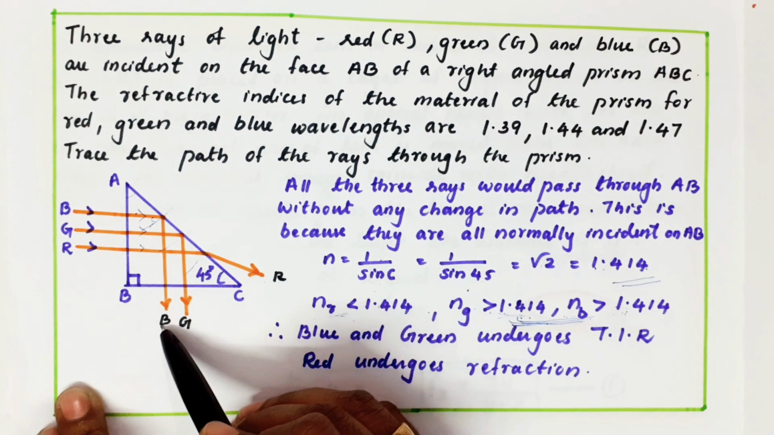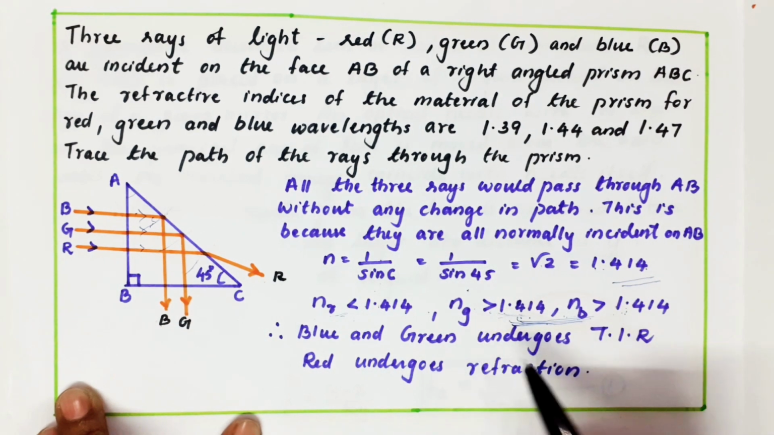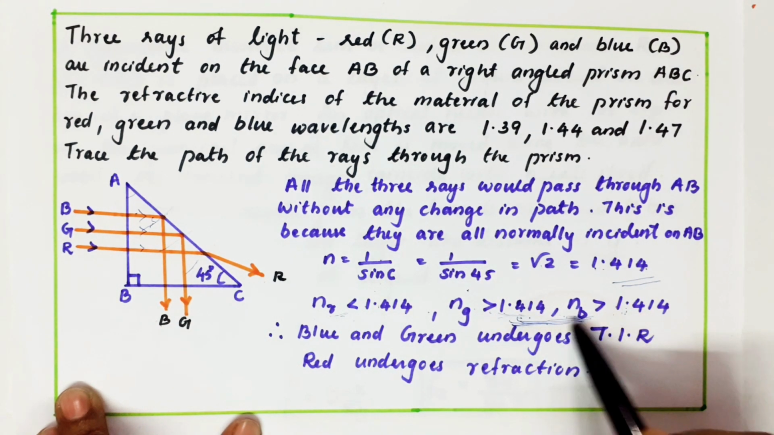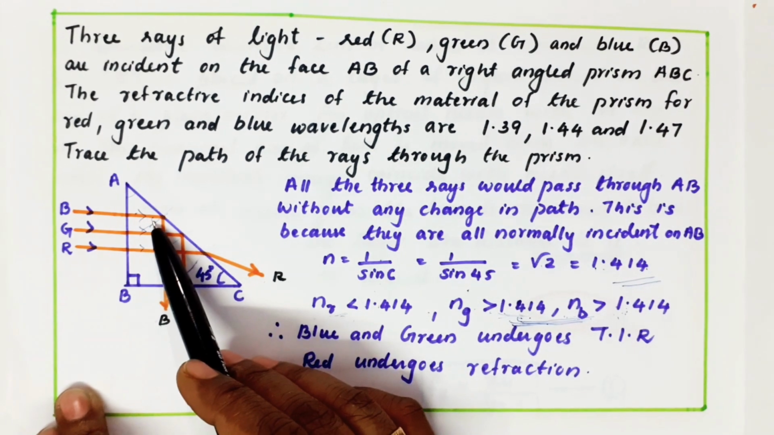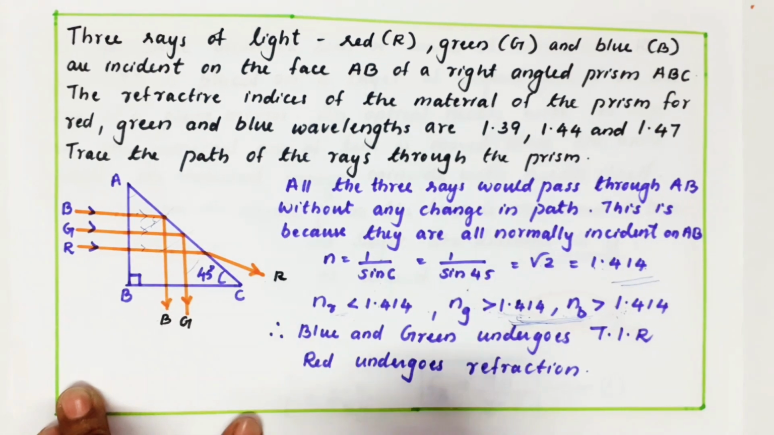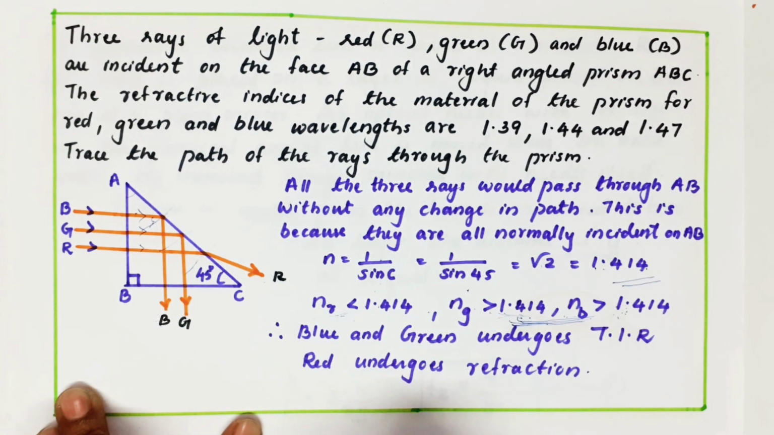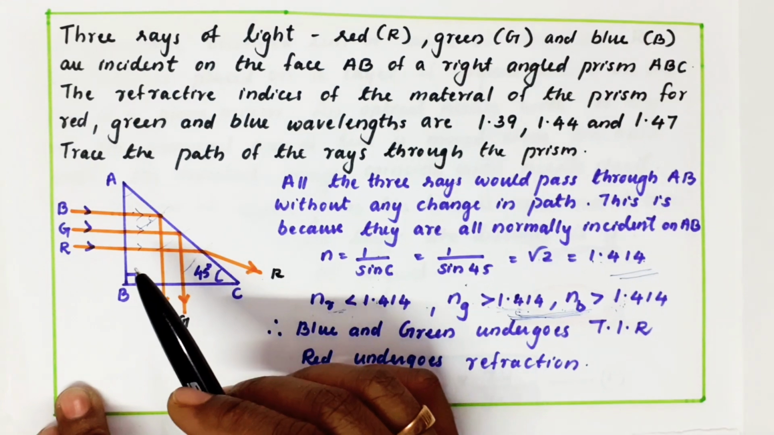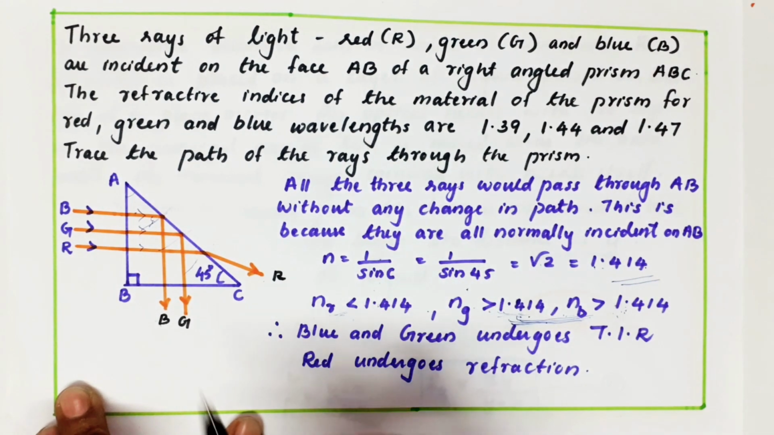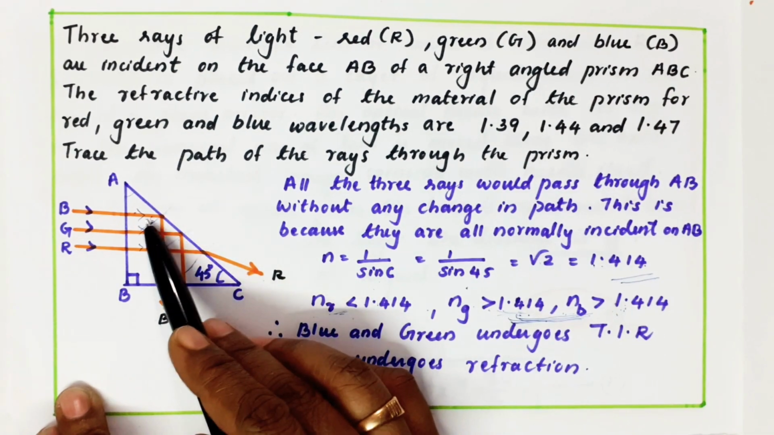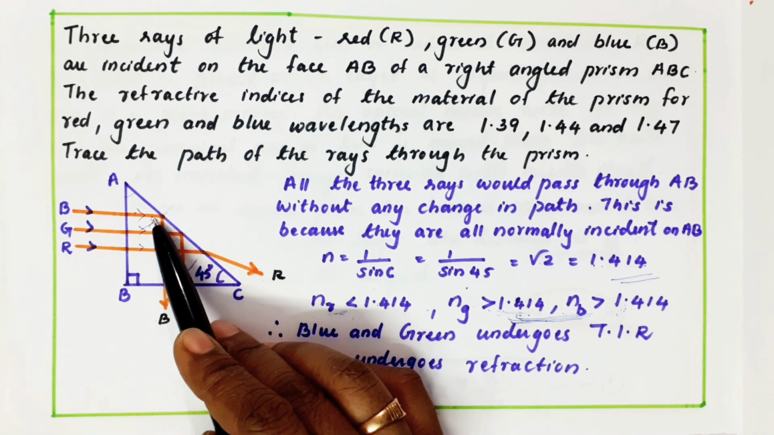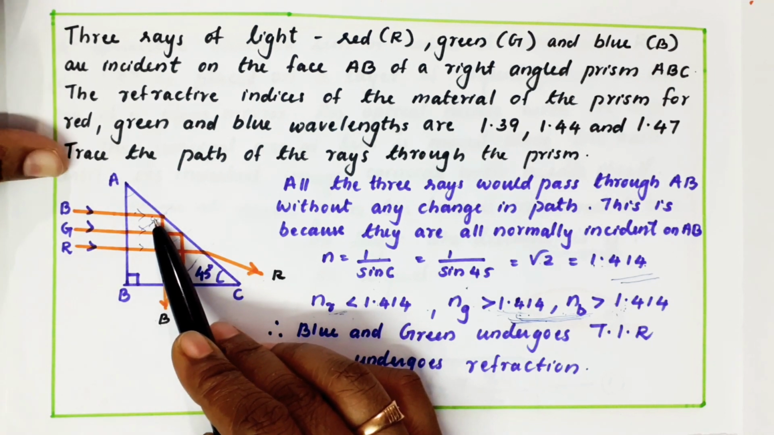But for this blue and green, we know that the refractive index is greater, so the critical angle will be lesser. The angle of incidence in this case is 45. So their critical angle is lesser than 45. So in this case, they are incident at 45, which means the angle of incidence is greater than the critical angle of blue and green color.